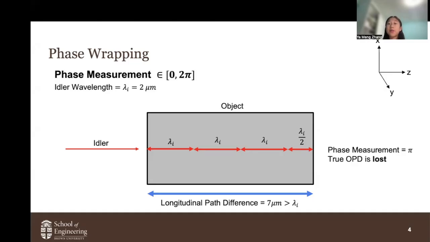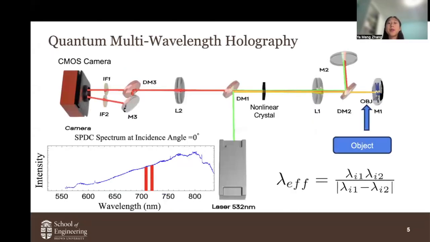This is very crucial for biological samples such as red blood cells that have a thickness much greater than one typical idler wavelength. Therefore, we propose multi-wavelength quantum holography, in which we spectrally filter and select two or more wavelengths before the detector and use the effective wavelength to create non-phase-wrapped 3D images of our object.